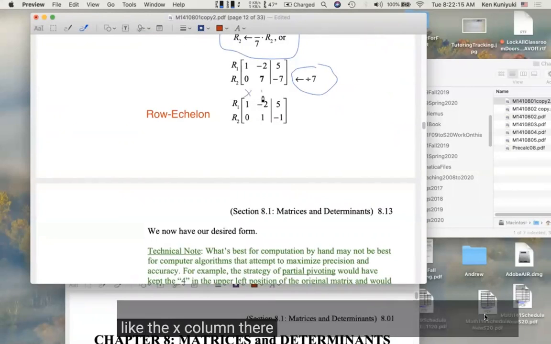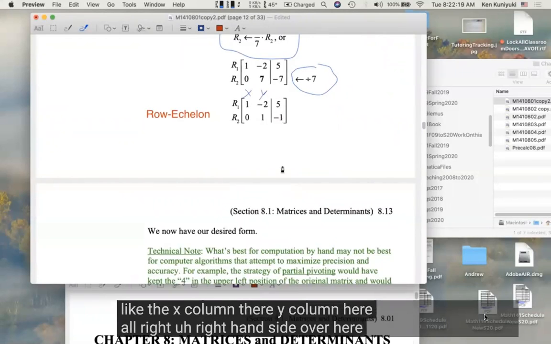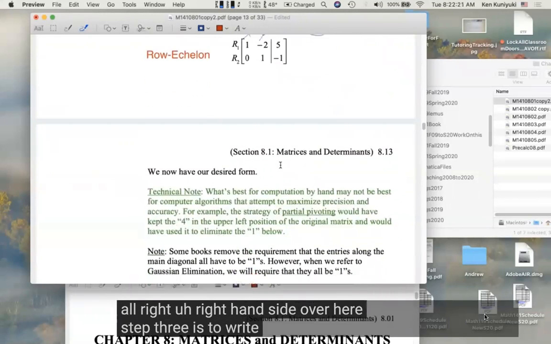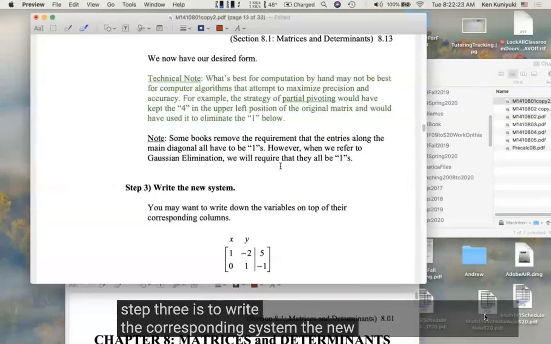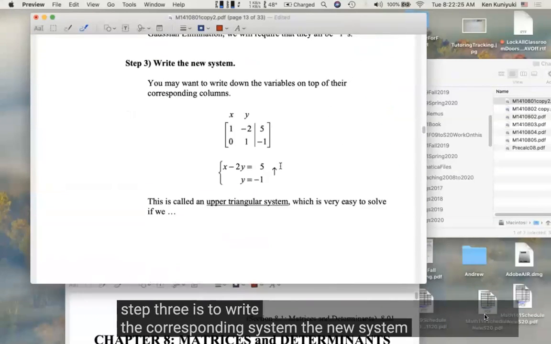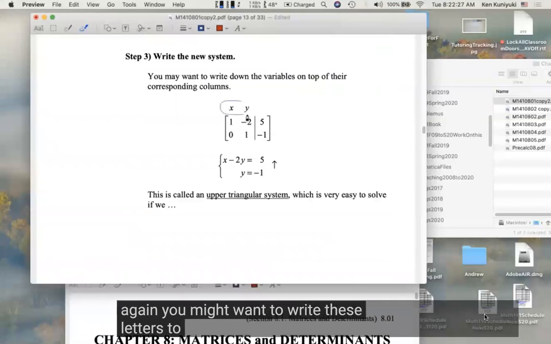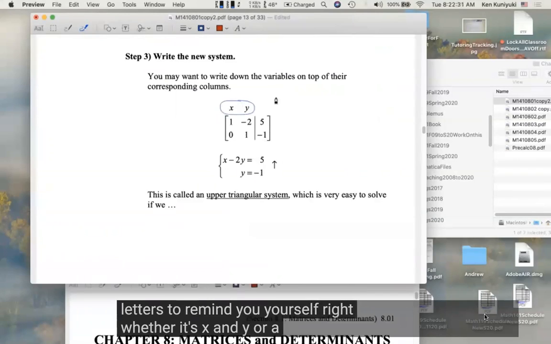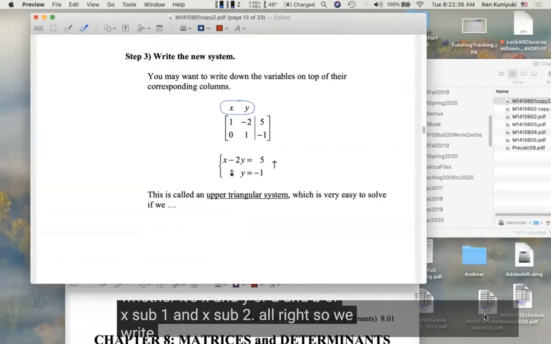Like the X column there, Y column here, right? Right-hand side over here. Step 3 is to write the corresponding system, the new system. Again, you might want to write these letters to remind yourself, right? Whether it's X and Y or A and B or X sub 1 and X sub 2. All right, so we write the new system.